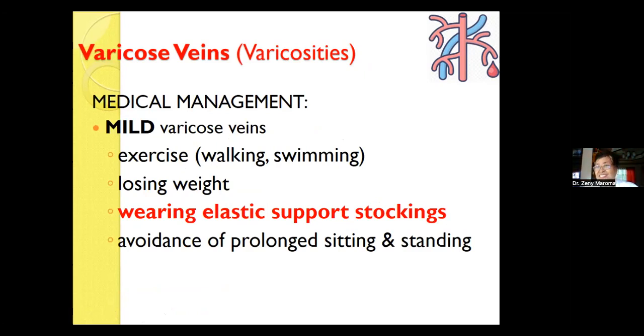For mild varicosities: exercise like walking and swimming, lose weight, and wear elastic support stockings. Given the nature of our work as nurses, you need to wear elastic support stockings. Never mind if it's pricey, how much is it? About 200 pesos. They are durable, and really support the legs, especially if you are an OR nurse.